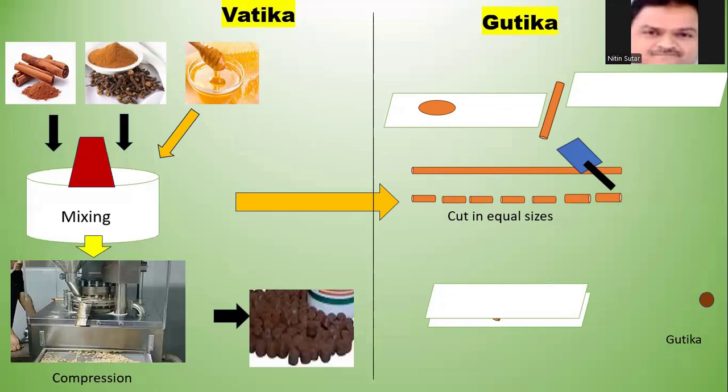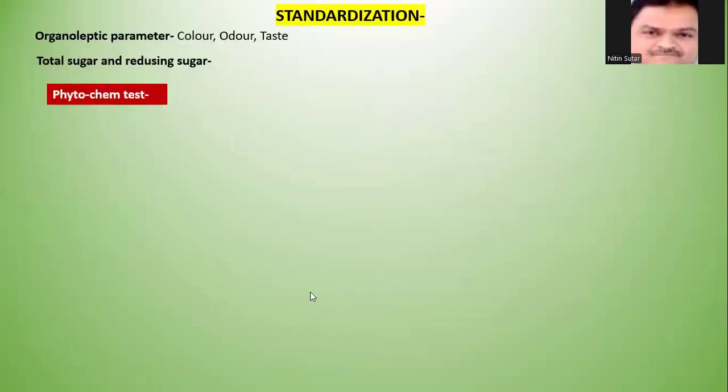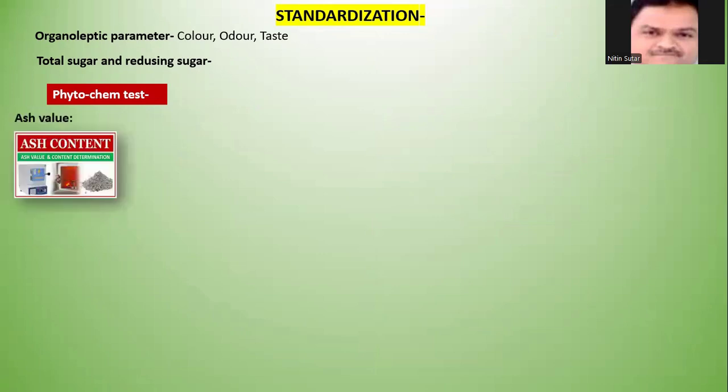standardization. So, what standardization processes are we going to utilize for the Vati as well as the Gutika? Now, let's see your organoleptic parameters, that includes color, odor, taste, size, shape. Then hardness, thickness, likewise. Then also, as these are herbal ones, we are going to check the sugar content, how much quantity of sugar should be present. Phytochemical tests you have to perform, such as alkaloid, glycoside, tannin, flavonoids. These are the secondary metabolites. Then primary metabolites such as carbohydrate, protein, lipids.